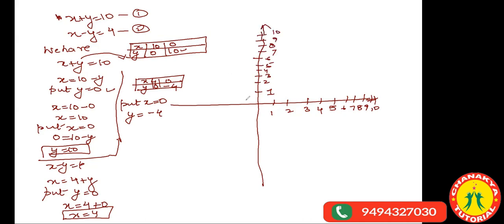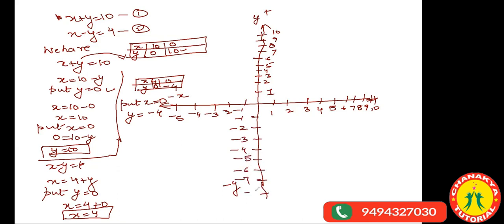Clear? Now here minus 1, minus 2, minus 3, minus 4, minus 5. You can make more, okay? Because I have no space here. So this is the negative x-axis, this is the positive y-axis, and this is the negative y-axis. So -1, -2, -3, -4, -5, -6, -7, -8, -9 and -10. Right? Now draw the graph, negative y-axis.